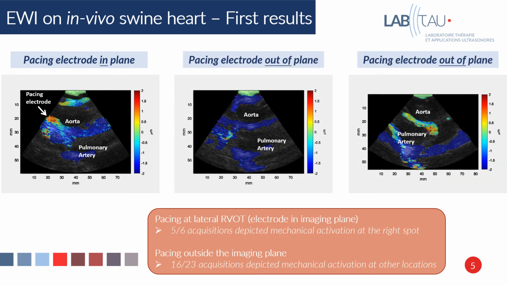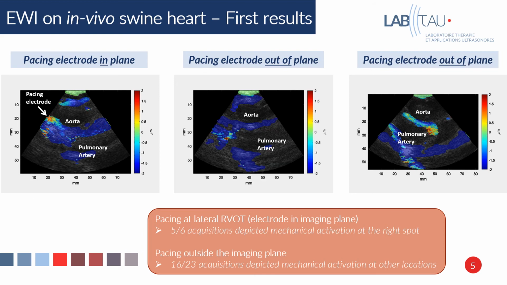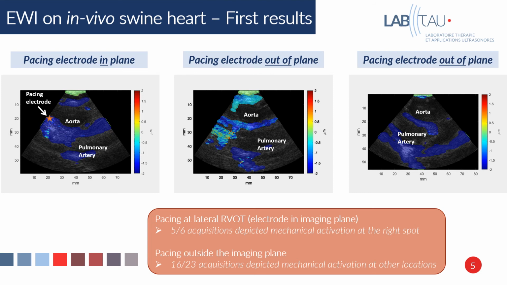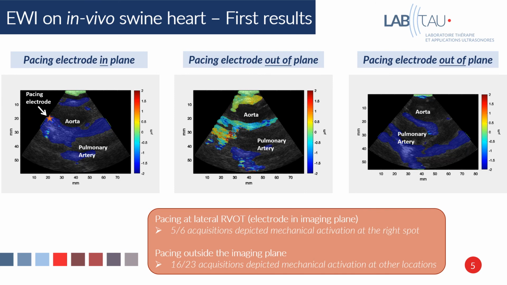When the heart was paced from somewhere else, from an electrode that was not in the imaging plane, we see that the activation pattern of the heart is completely different. So we believe that by analyzing this electromechanical wave imaging, we could guess where in the heart the cardiac contraction was triggered, and thus in turn identify the arrhythmia sources.